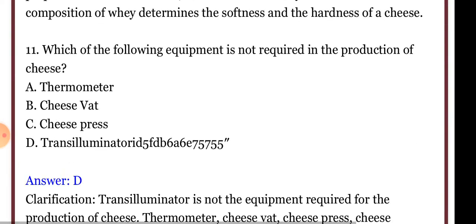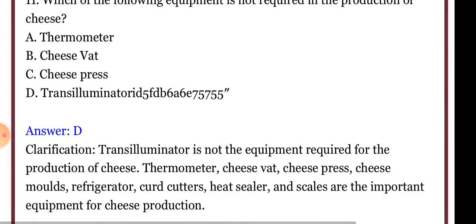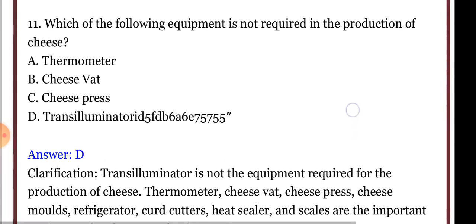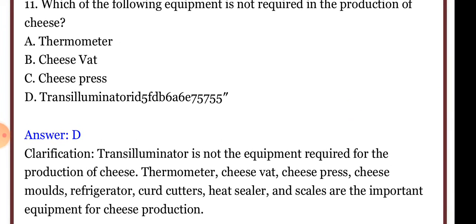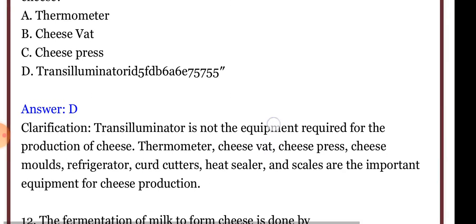Which of the following equipment is not required in the production of cheese? Transilluminator is not used, whereas thermometer, cheese vat, and cheese press are used in the production of cheese. Transilluminator is not the equipment required for production of cheese. Thermometer, cheese vat, cheese press, cheese molds, refrigerator, cutter, heat sealer, and scales are important equipment for cheese production.